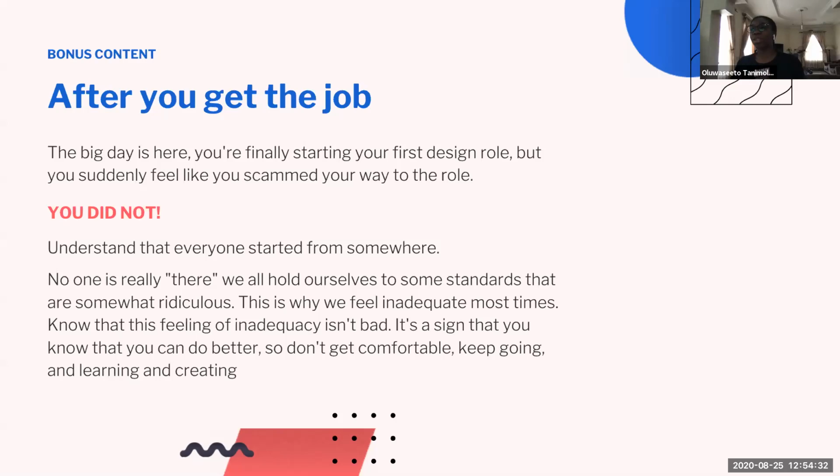I struggled with this when I first joined Paystack. I'm still struggling with it, even though I'm 6 months in. So you feeling like you don't know anything is a good thing, because that inadequacy means that you know you can do better. So don't get comfortable. Keep going, keep creating, keep learning.